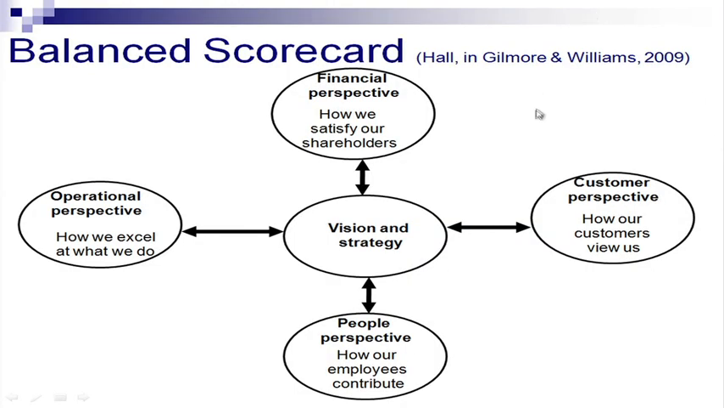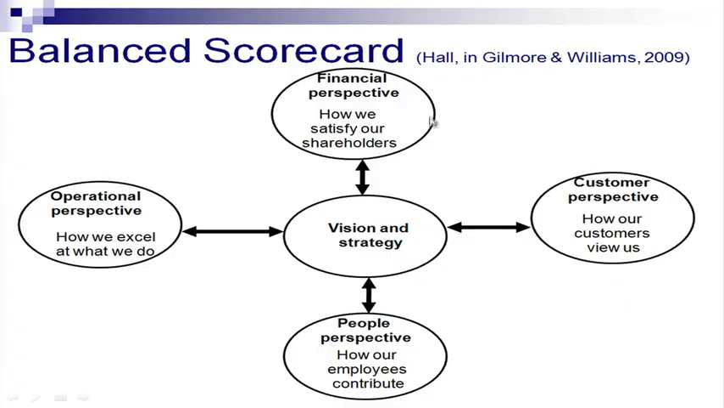Anyway, the balanced scorecard is a scorecard of individual employees, of individual processes, of units of activity. We take the vision and strategy of the organization as the core. And this vision and strategy is evaluated in terms of the financial perspective, the customer perspective, the people perspective and the operational perspective. Financial perspective is how do we satisfy our shareholders.